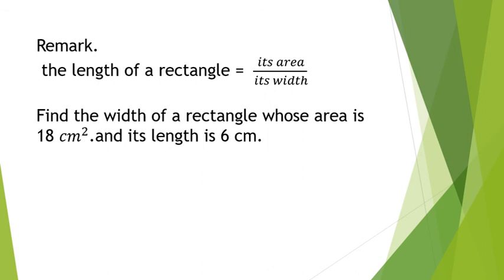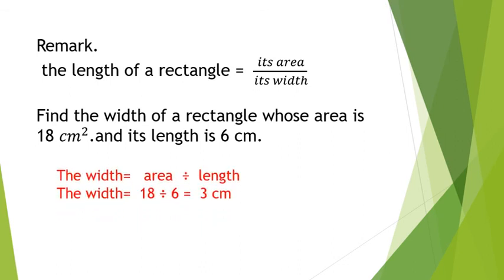Remark, to find the length of rectangle, divide area by width. Okay, then to find the length of rectangle, divide area by width. To find the width of rectangle, divide area by length. Okay, here find the width of a rectangle whose area is 18 square centimeters and its length is 6 centimeters. The width equals what? Area divided by length, right? The width equals area divided by length. Then the width equals 18 divided by 6 equals 3 centimeters.